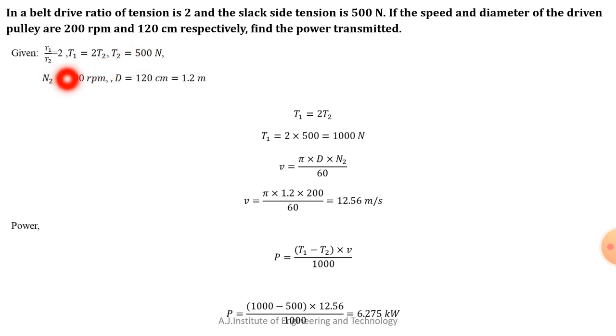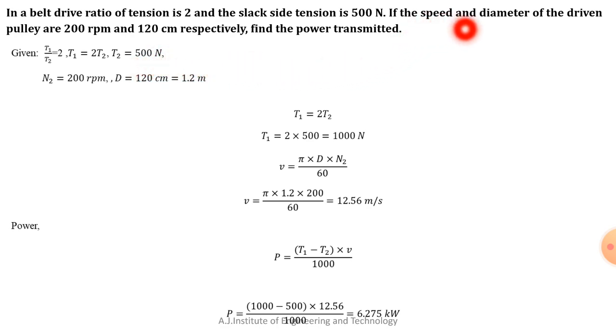The first data is tension. The ratio of tension is given. The ratio of tension is nothing but always tight side tension to slack side tension, that is T1 divided by T2. So this value is given, that is, in the belt drive the ratio of tension T1 divided by T2 is equal to 2, and the slack side tension is given, that is the T2 value. Slack side is nothing but T2, so that value is given in Newton, that is 500 Newton, always tension in Newton.